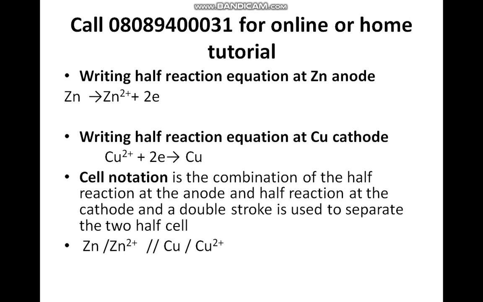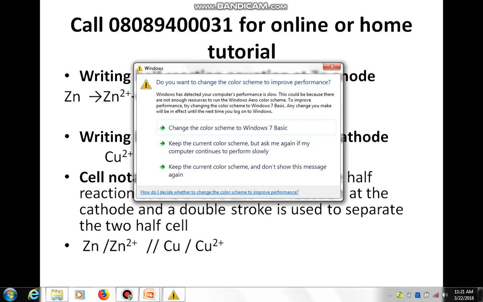We want to write the half cell equation at the anode and the half cell equation at the cathode. At the zinc anode, I said that the zinc, being the most reactive, loses electrons and goes into solution as zinc ion. So the zinc atom here loses 2 electrons, giving us zinc ion on the other side of the equation. Now for the copper cathode, the copper ion in solution gains 2 electrons, giving us copper atom on the other side of the arrow.